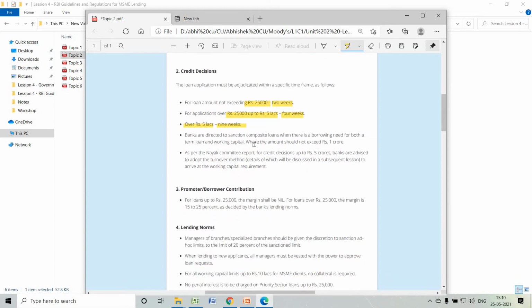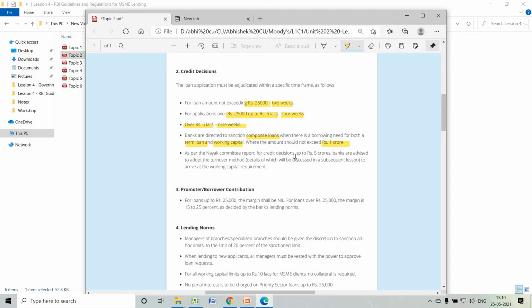So banks are directed to sanction composite loans when there is borrowing need for both the term loan and working capital, where the amount should not exceed rupees 1 crore. So there can be a composite loan also. Composite loan means when the proposal includes 2 or more types of loans, right? We have term loan and working capital. They are 2 different types of loans. And if they are there in that loan proposal, then that is a composite loan.